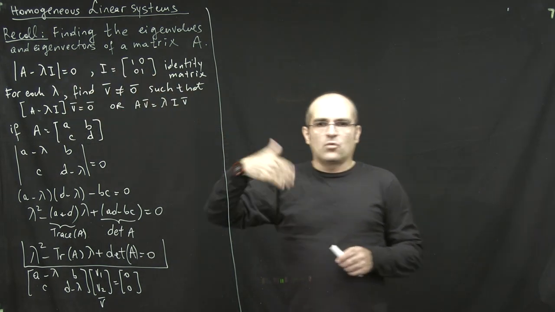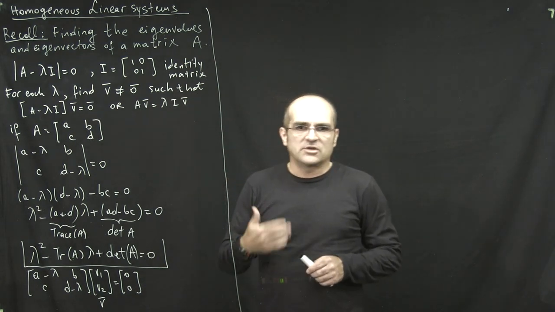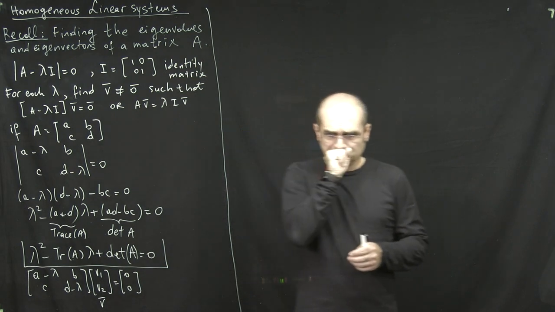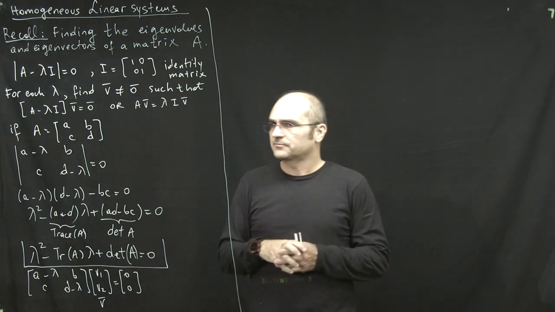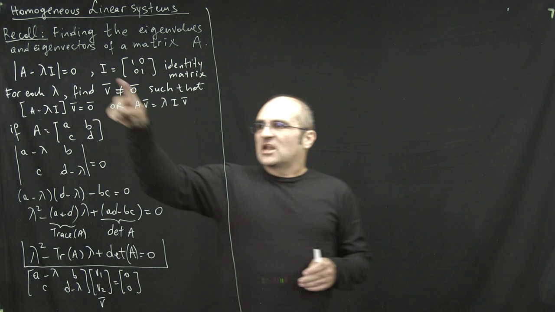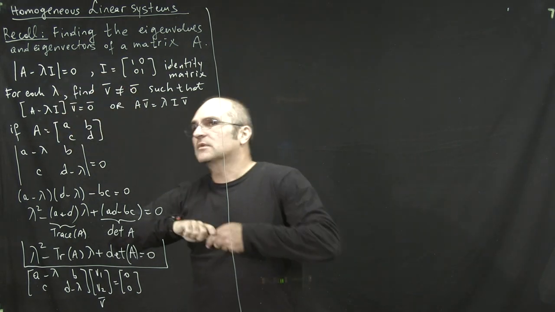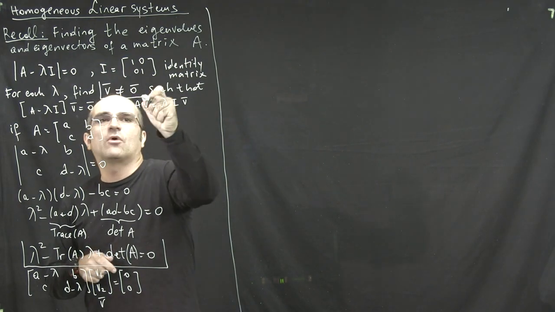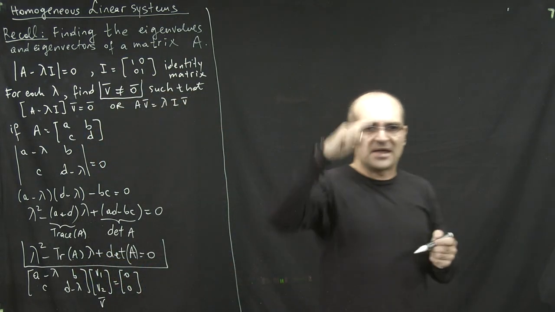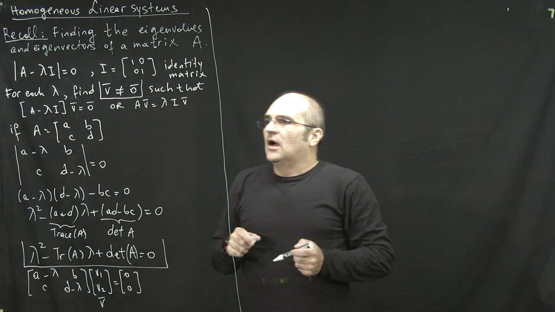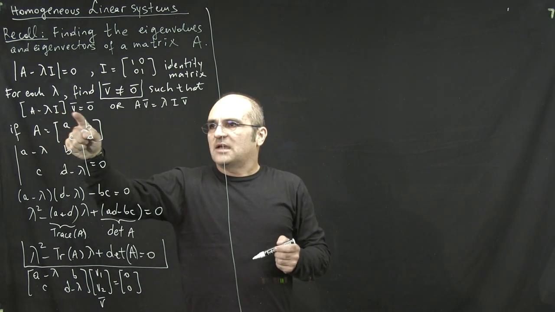And then you have, of course, a couple of situations. In the 2 by 2 case, you can have distinct real eigenvalues, a double real eigenvalue, complex eigenvalues, and so on. Then for each lambda, you're going to find a corresponding non-zero vector. Keep in mind, you're looking for a non-zero vector. By 0 bar, I mean the column of zeros, 0, 0, such that A minus lambda I times V bar equals 0.